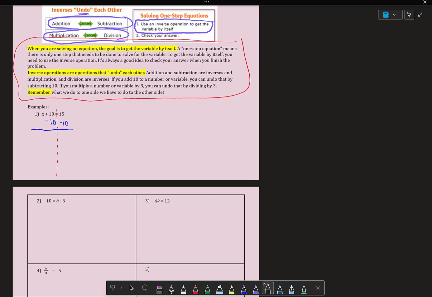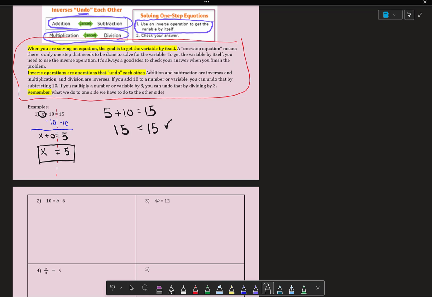So 10 minus 10, of course, gives us 0. So we're left with x plus 0 equals 15 minus 10, which is 5. If you're a mature mathematician, you know that anything plus 0 is just itself, so this ends up just being x equals 5, and that's our solution. You want to get in the habit of checking your solution. So when we take 5 and substitute it back in for x in the original problem, instead of x plus 10 equals 15, we get 5 plus 10 equals 15. And of course, that checks out.